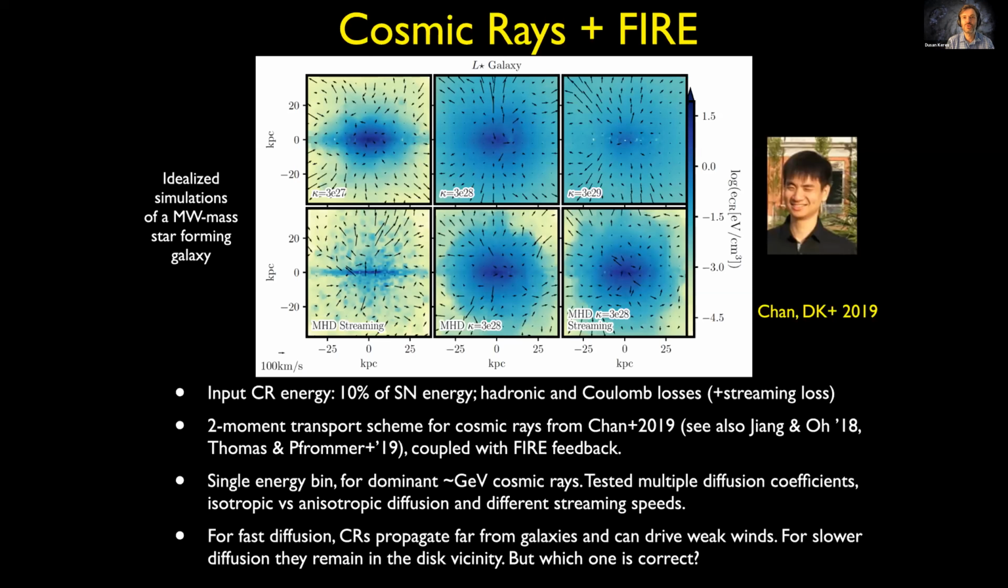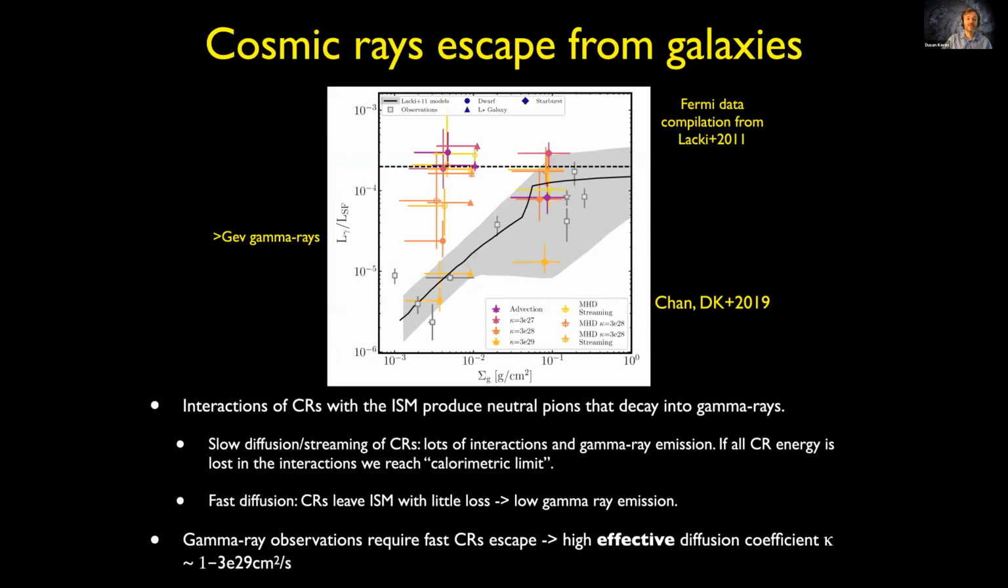These were all reasonable coefficients when we started, and we wanted to constrain them. One way to constrain them is by using diffuse gamma ray emission from galaxies. Cosmic rays move through the interstellar medium and interact with nuclei and produce neutral pions. These neutral pions decay into gamma rays. So we can measure gamma rays as a measure of how many of these interactions you had in the ISM. And it turns out that if all of the energy of the cosmic rays is lost in these interactions, you have this dashed line here, which is like a calorimetric limit. All of the energy is sucked out and radiated indirectly through gamma rays.